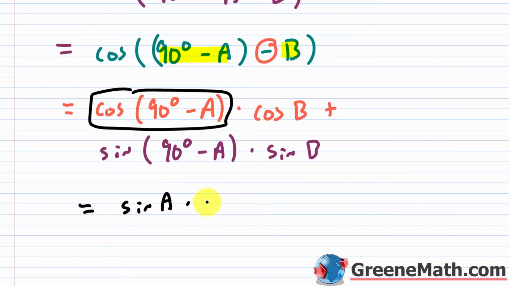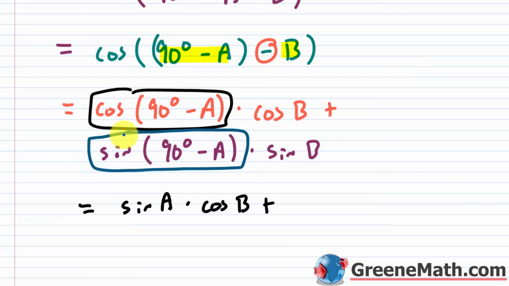Then you have times the cosine of b, and then you have plus, again, right here, if you have the sine of 90 degrees minus a, you can replace that with the cosine of a. So let's say this is the cosine of a, and then times the sine of b. So that's how we get our formula that we talked about in the lesson. Pretty easy to do overall.